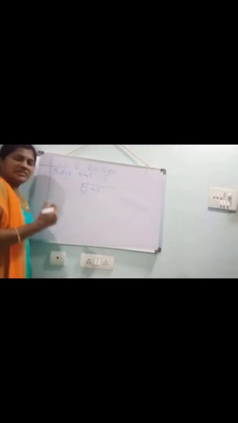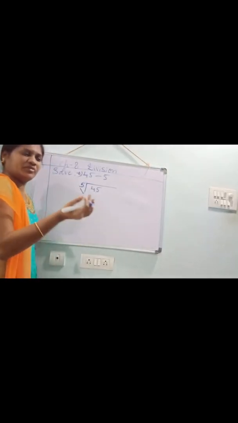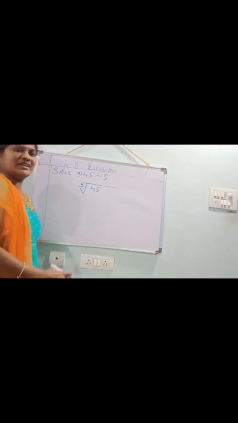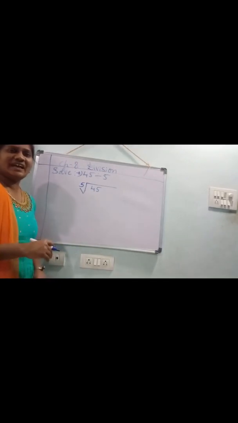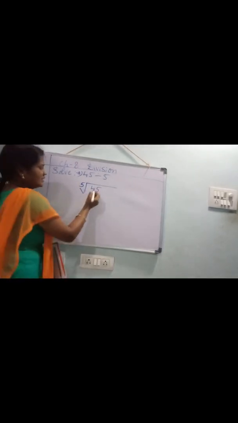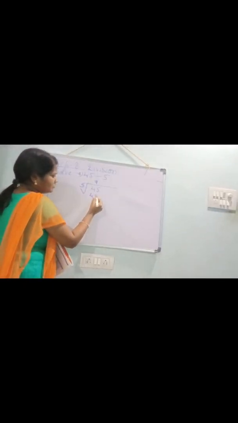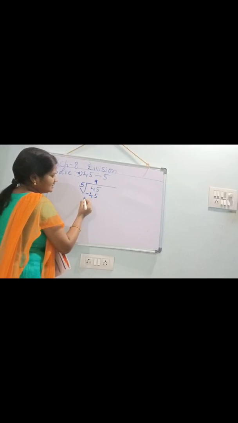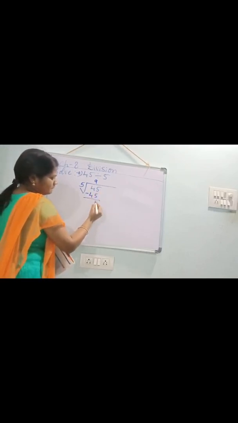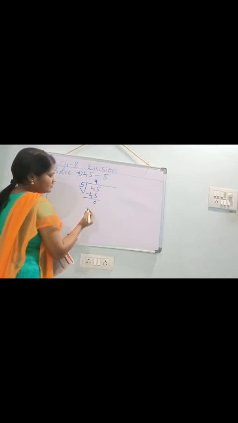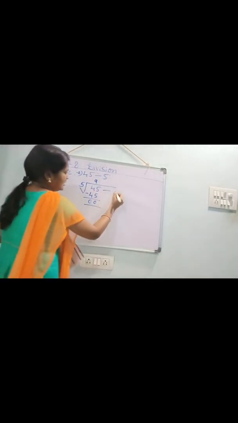See. Say 5 ones are 5, 5 twos are 10, 5 threes are 15, 5 fours are 20, 5 fives are 25, 5 sixes are 30, 5 sevens are 35, 5 eights are 40, 5 nines are 45. Here you should write 9. Here you should write 45. Do the minus of these two. 5 minus 5, 0. 4 minus 4, 0. Understood?